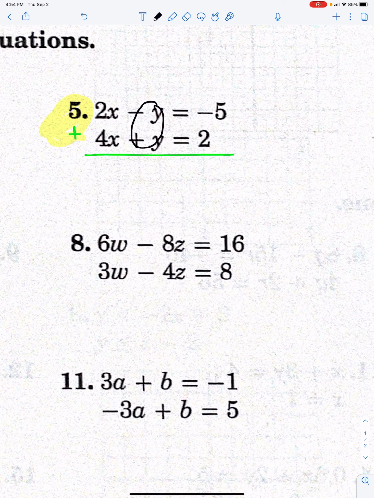2x plus 4x gives me 6x. And that is going to equal negative 5 plus 2, which is negative 3. Divide both sides by 6. Not every term by 6. That cancels out, and we get x is equal to negative 1/2.